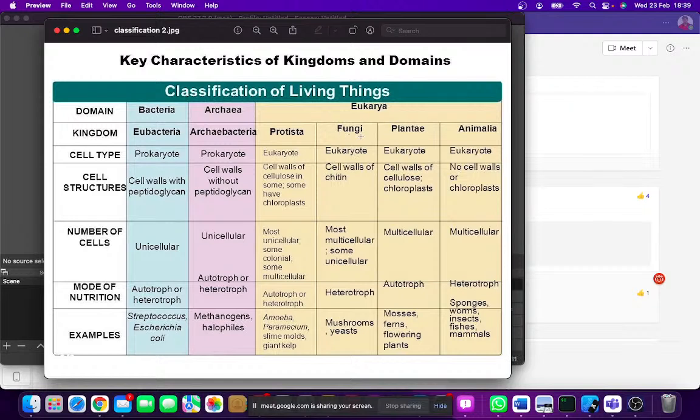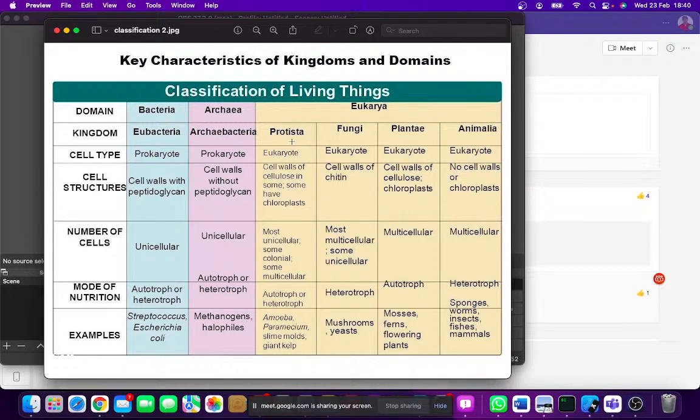We have the fungi, which have cell walls of chitin, and most of them are multicellular. There are actually some unicellular fungi. Fungi are also heterotrophs. They don't manufacture their food by themselves, which means they don't have chloroplast. So they are heterotrophs, and they feed on other organisms.